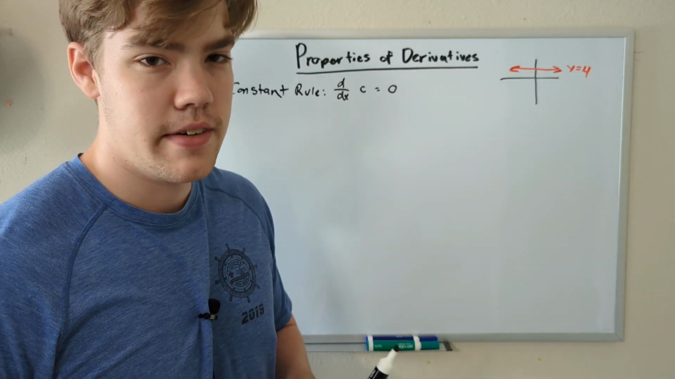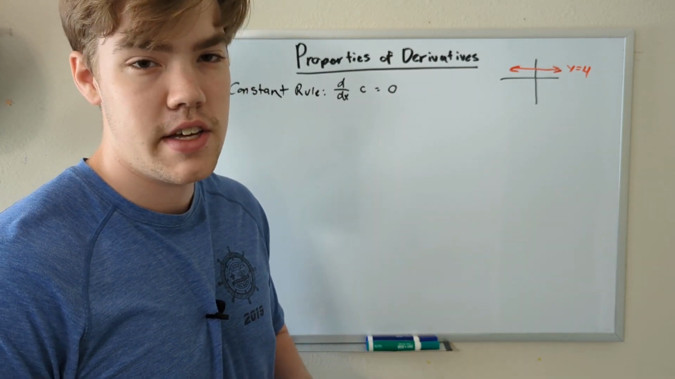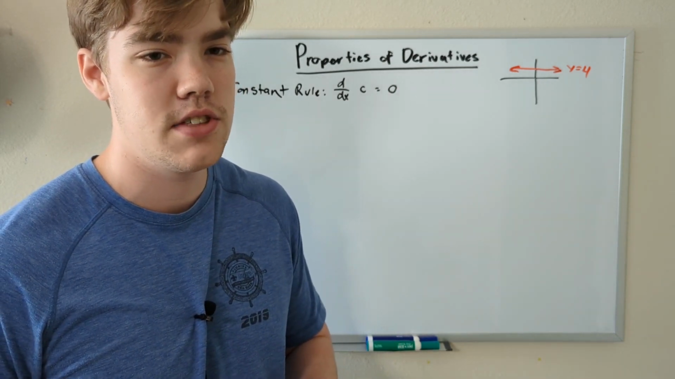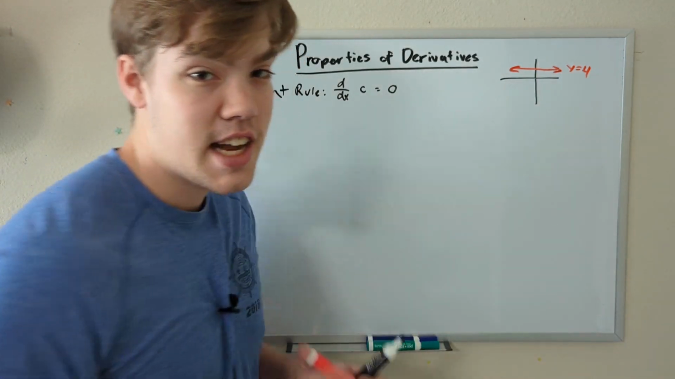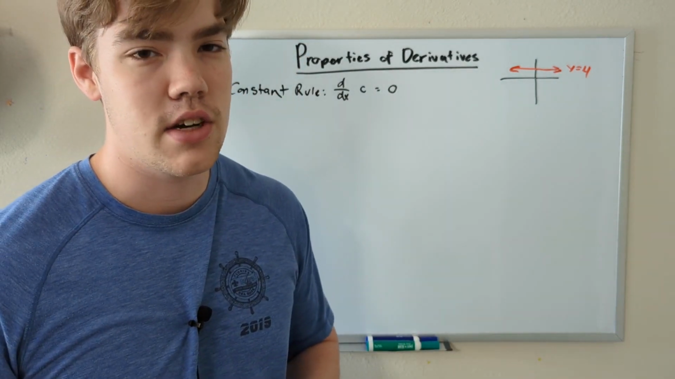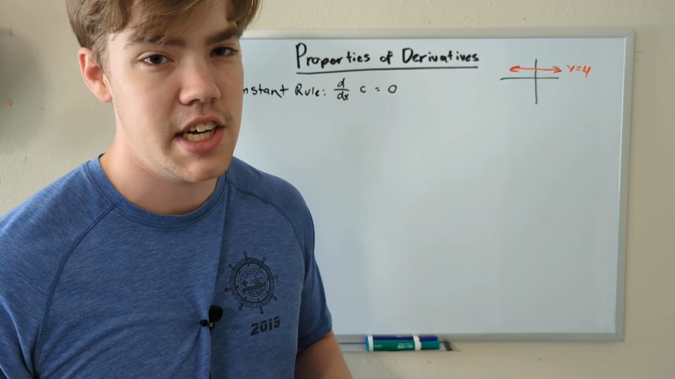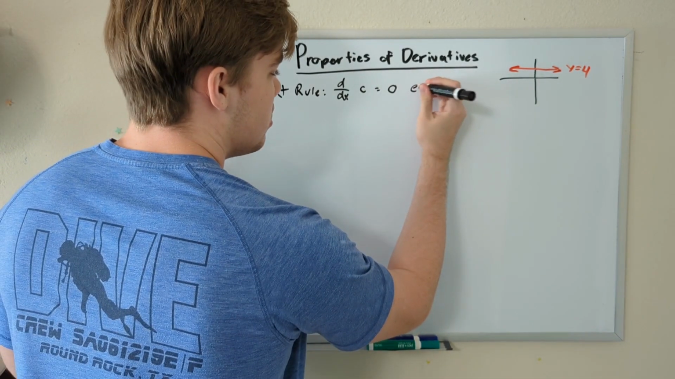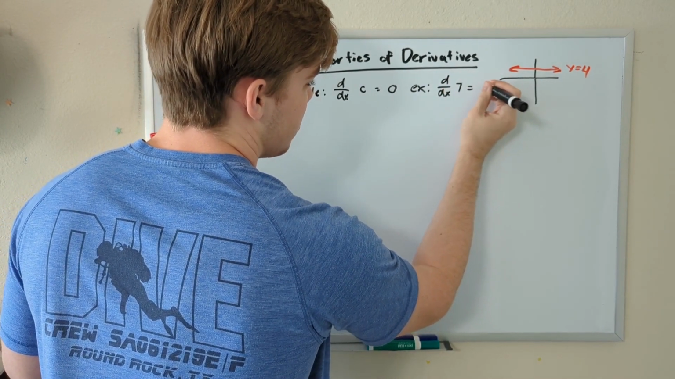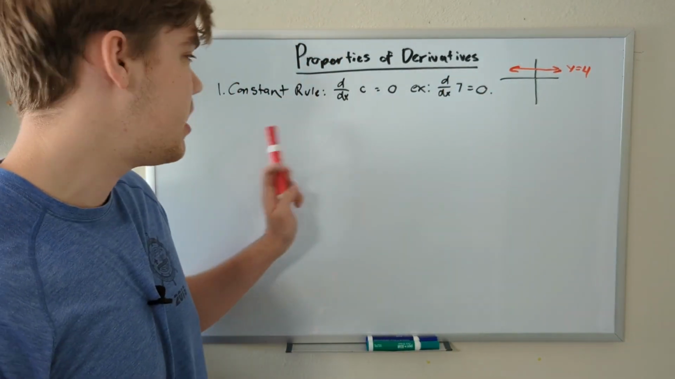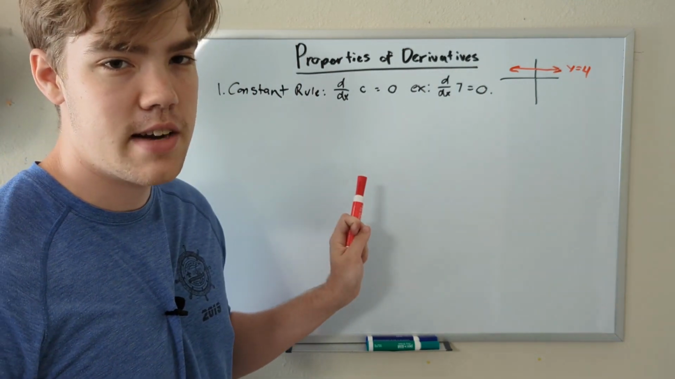Remember, when we solve for derivatives, the entire point of finding the derivative equation is to find the instantaneous rate of change of a graph at a given point. And this graph doesn't change at any given point. So the derivative equation is always just 0 since nothing ever changes. As a quick example, the derivative d over dx of 7 is just equal to 0. This one's a pretty simple one to understand, but very, very important to remember.